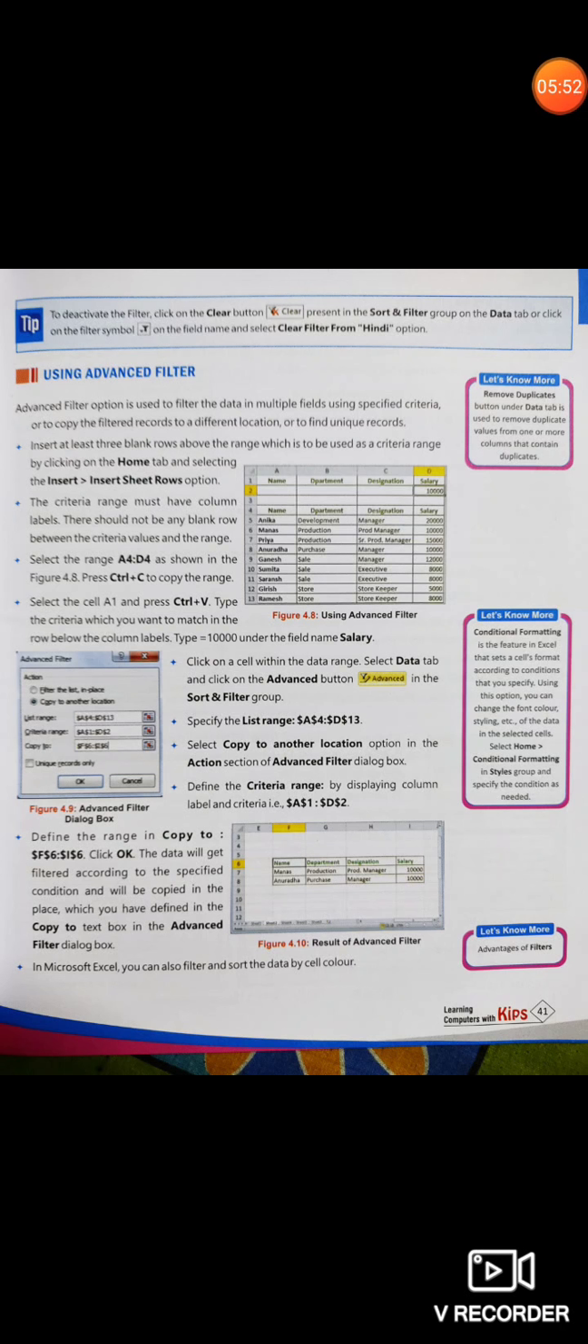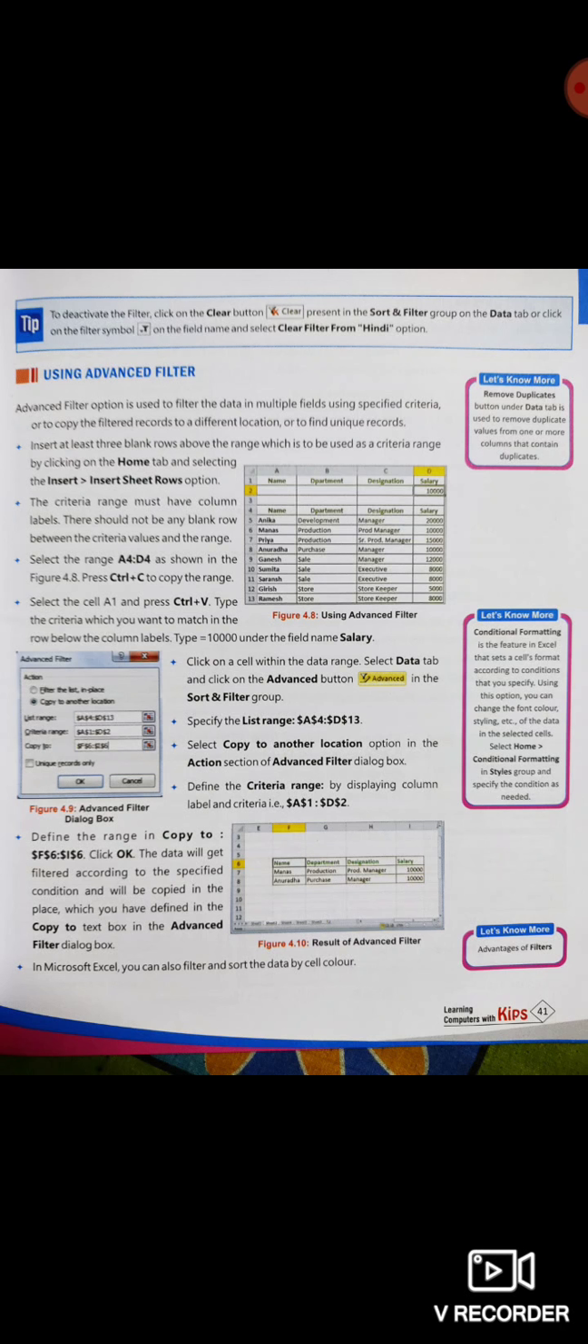How can you copy the range? To copy the range you have to press Ctrl+C, that is the copy shortcut, you all know. Next, you have to select the cell A1 and press Ctrl+V. Then you have to type the criteria which you want to match in the row below the column labels. That is, type =1000 under the field name salary.